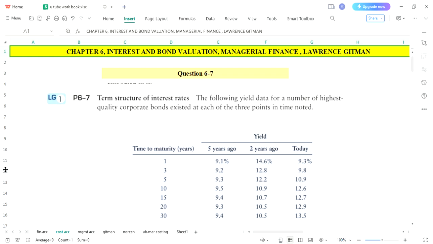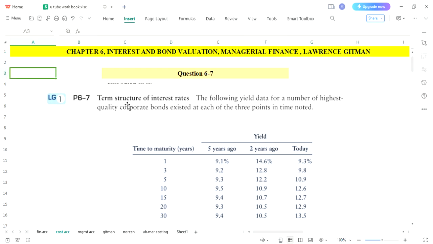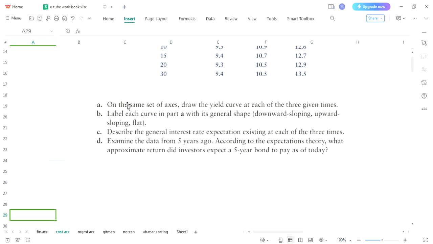Today's target is to solve question number 6.7. We are in the chapter Interest and Bond Valuation, Lawrence Gitman, Managerial Finance. Right now, we have solved 6 questions, and all of these questions had the same structure and same understanding. We are dealing with three major concepts.